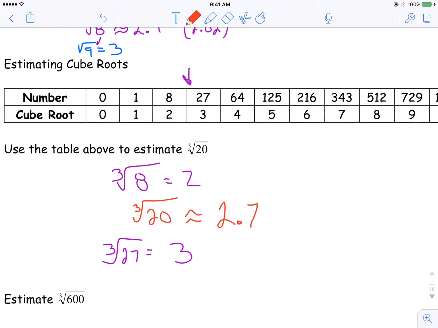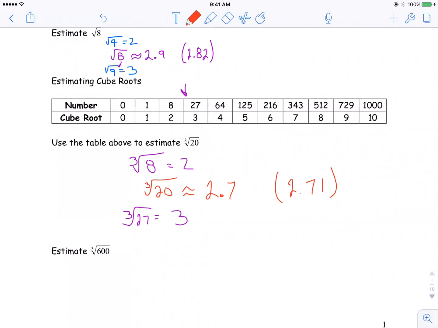Again, it's just an approximation. You could check this on your calculator. On my calculator, I go math, I go 4, and I put in 20. Oops, that was all wrong. Math, 4, 20, 2.71. So my approximation was pretty close.